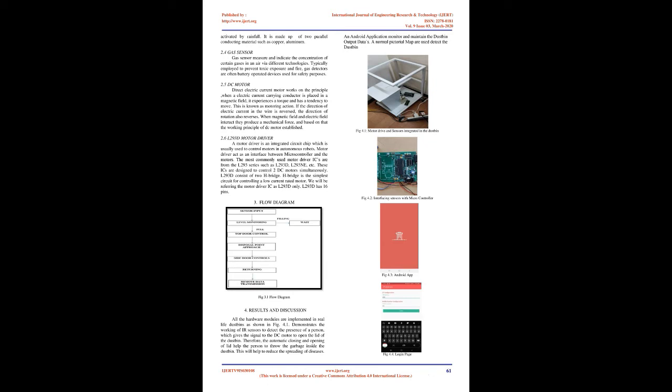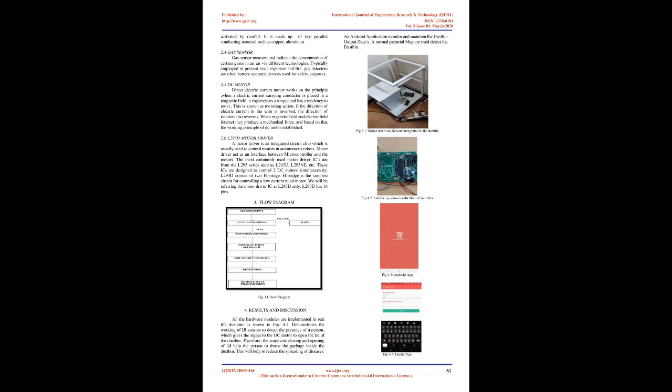2.3 Rain sensor. A rain sensor or rain switch is a switching device activated by rainfall. It is made up of two parallel conducting materials such as copper or aluminum. 2.4 Gas sensor. Gas sensors measure and indicate the concentration of certain gases in the air via different technologies. Typically employed to prevent toxic exposure and fire, gas detectors are often battery-operated devices used for safety purposes.